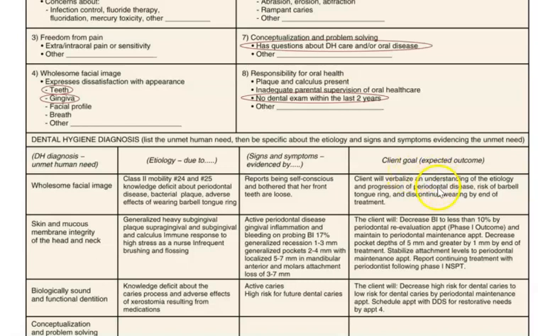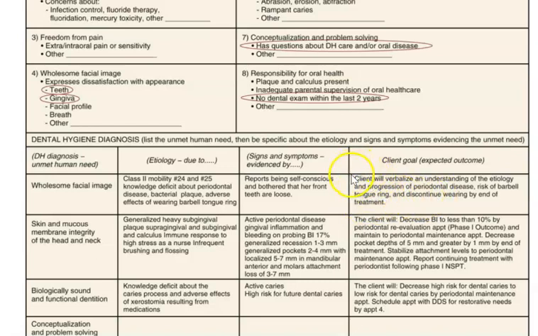And then what do we want? So this is like, what is the criterion of measurement? What are we hoping for? Something tangible. The client will verbalize an understanding of the etiology and progression of periodontal disease. So they'll understand periodontal disease. They'll know why they shouldn't wear the tongue ring, and they'll stop wearing the tongue ring. This is what we're hoping for. The client may not necessarily do it, but this is what we're hoping for. The client will discontinue wearing that tongue ring.